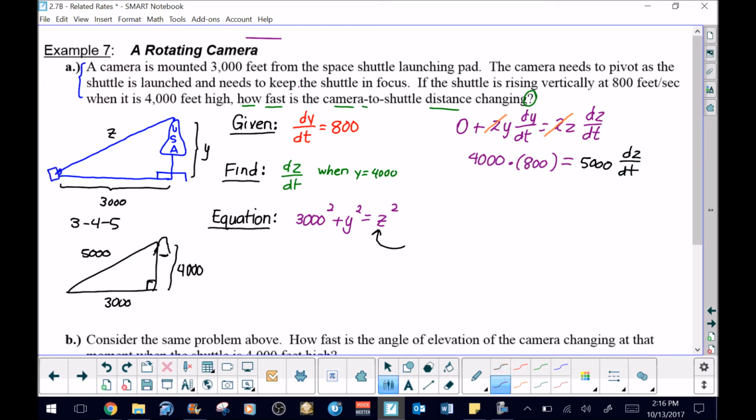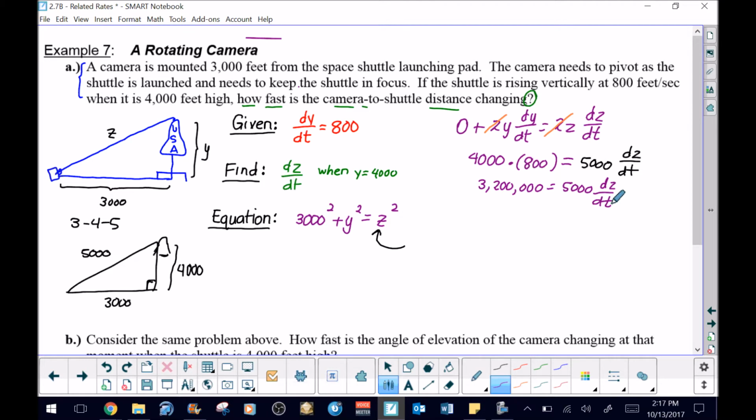So we multiply 4,000 and 800 and we get a really big number. How about 3,200,000, I think? And that's equivalent to 5,000 dz/dt. So far we've done well in not having to use a calculator. I don't think we're going to really need one, because you can divide by 5,000.